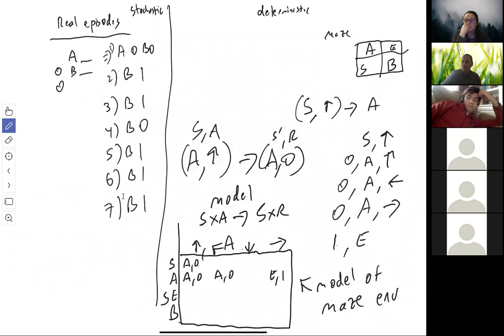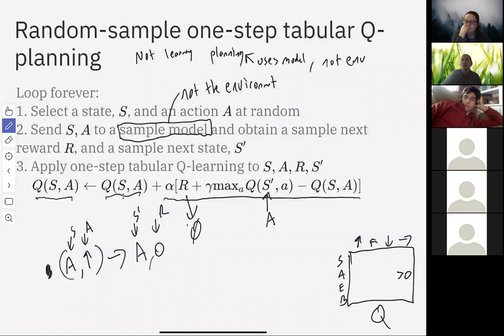And now we can go ahead and continue doing this looping and updating these Q values using these imaginary one-step transitions. So this is kind of one-step Q learning on our saved information about what we know about the environment, which is imperfect, right? It only has a subset of what is actually true in the real environment.